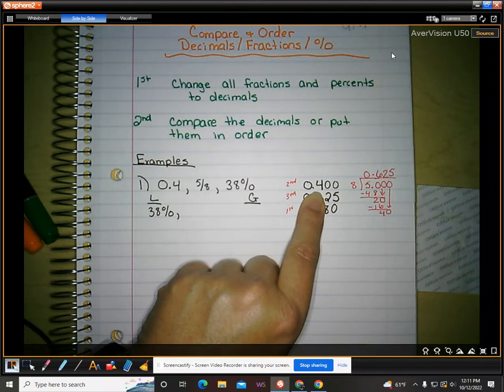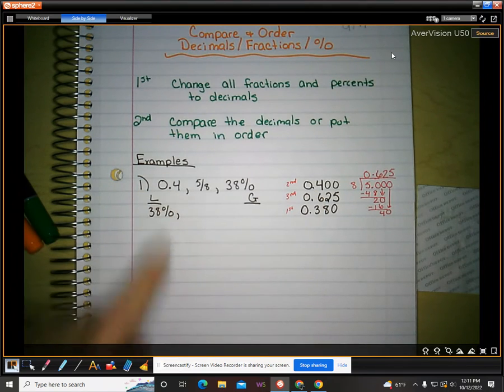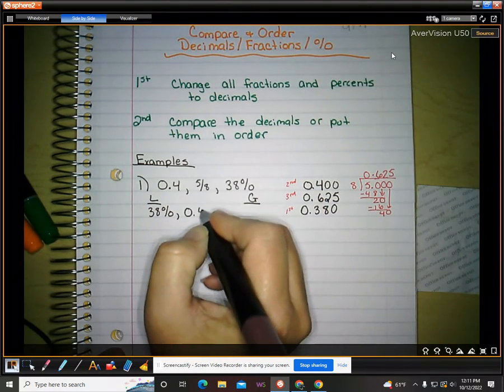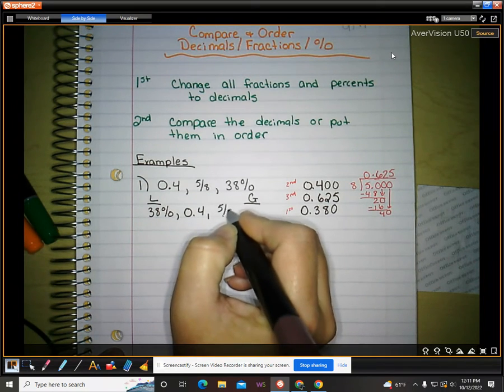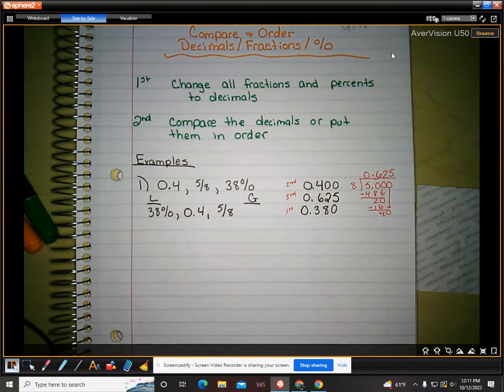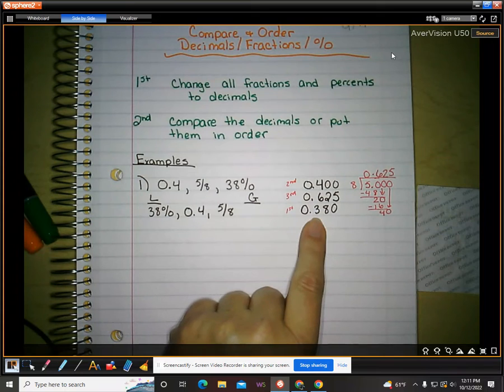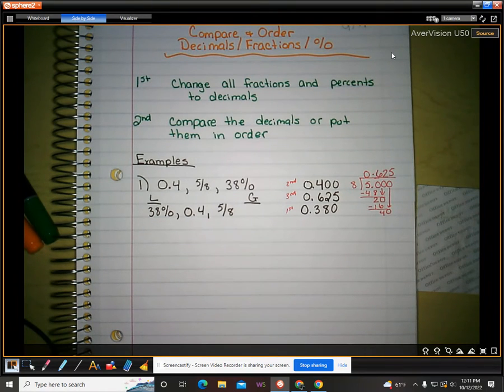This 400 thousandths, as I have it written, was really 4 tenths. And then 5/8 was our last one. Change them to decimals, compare them, put them in order. Nothing new. Questions on that one?